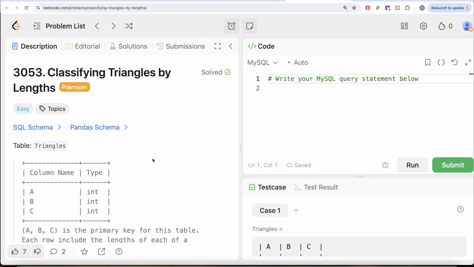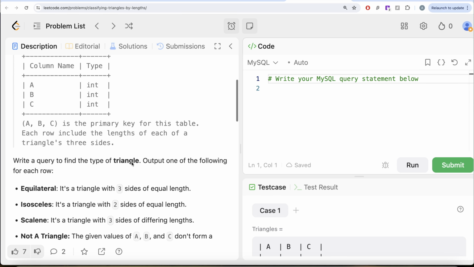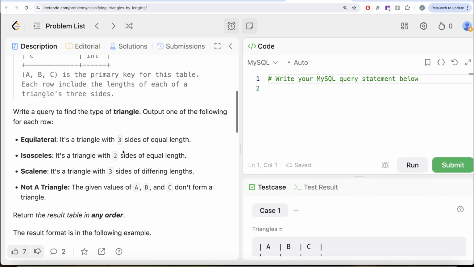Okay, the question reads, we are given a table called triangles with three different columns A, B and C. The combined columns A, B and C is the primary key for this table. Each row includes the length of each of the triangle's three sides. We are asked to write a query to find the type of triangle. Output one of the following for each row.